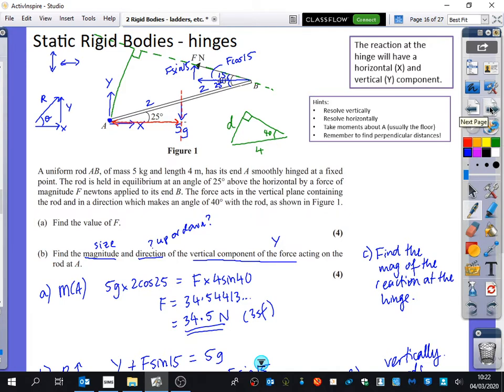It's further stuff with Suvat, but nothing like projectiles. It's literally Suvat, but with vectors. It's just doing loads of topics we've already done, but with vectors. It's very easy.